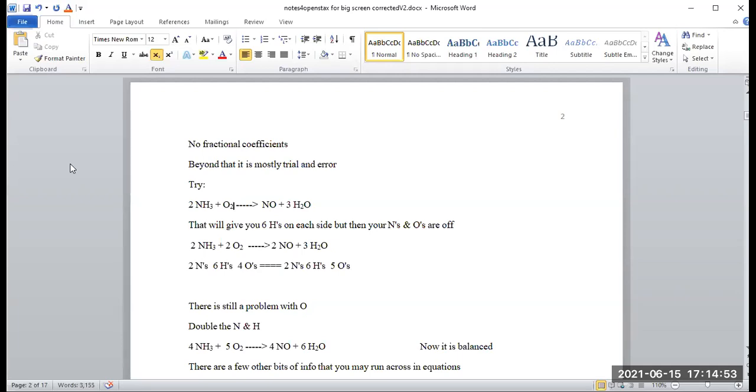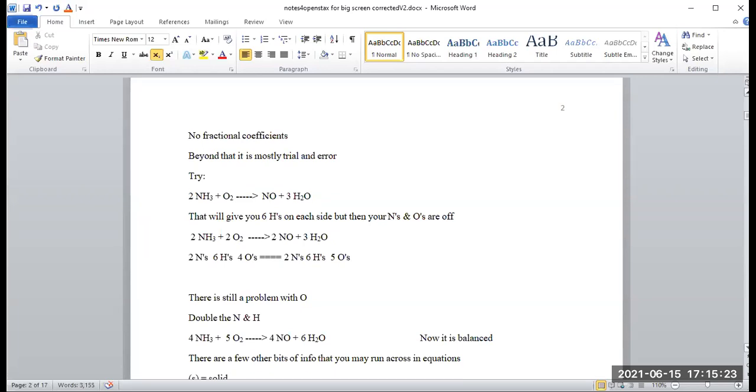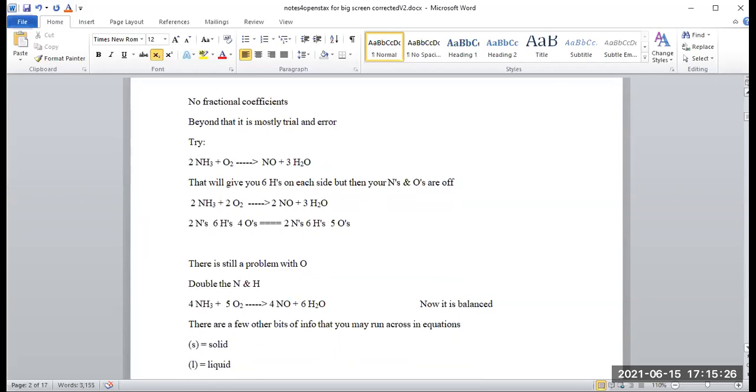Because I fixed my H's. I've got 6 H's on both sides, and I've got 2 N's. But now my oxygens don't match. So this is why I said, to a degree, it's kind of trial and error. The concept is that you kind of have to mess around with your coefficients until you find a set that actually makes it work out.